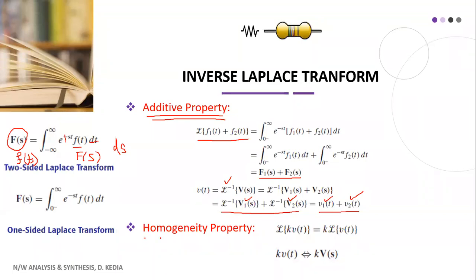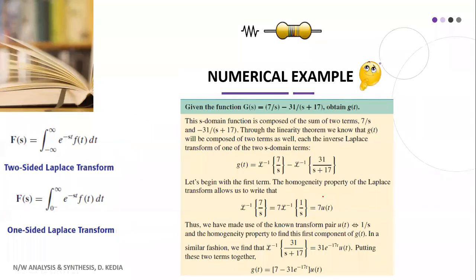Second is the homogeneity property, according to which if you have k times your time domain function, in Laplace it will also be directly multiplied by k. The same is the case in inverse Laplace also. Now let us see one numerical example that will give you an idea how to obtain inverse Laplace transform, that is g(t). We have been given the S domain function, capital G(s), which is 7 by s minus 31 by s plus 17, and we have to obtain g(t).